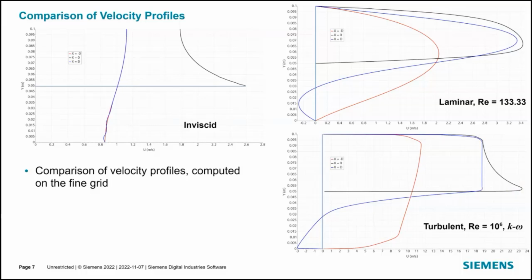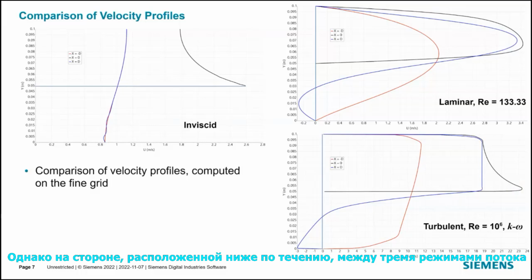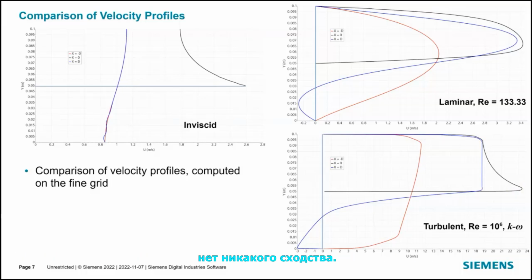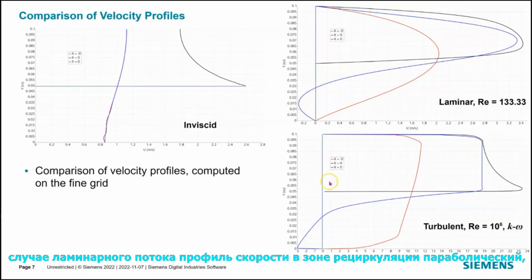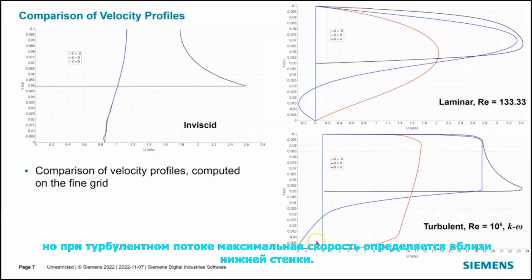However, on the downstream side, there is no similarity whatsoever between the three flow regimes. Also, the flow within the recirculation zone is highly different between the laminar and turbulent regime. The velocity profile within the recirculation zone is parabolic in the case of laminar flow, but when the flow is turbulent, the maximum velocity is found close to the bottom wall.